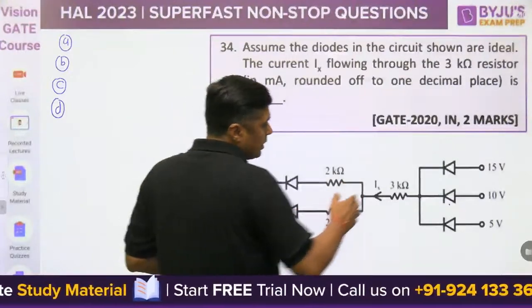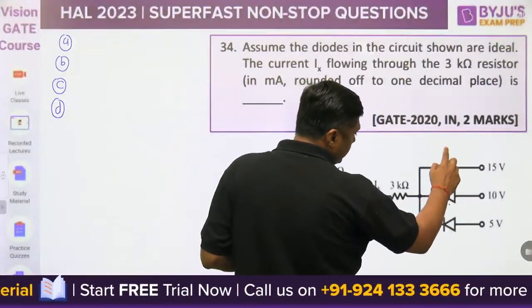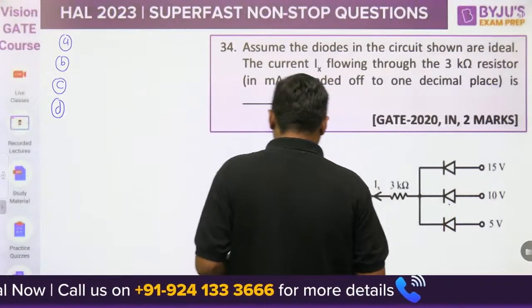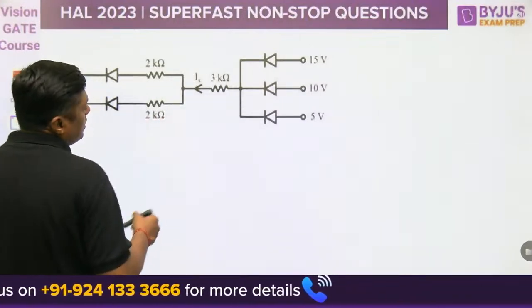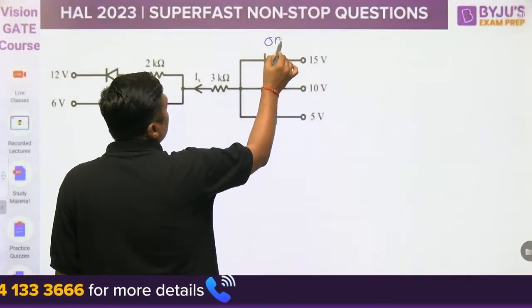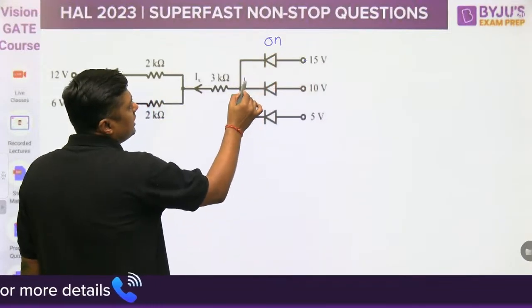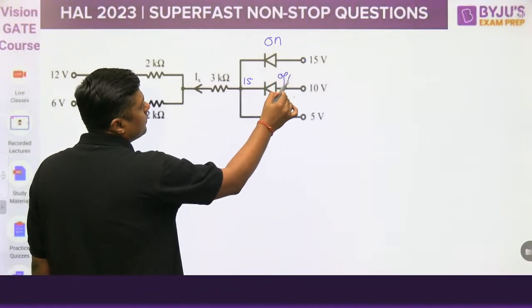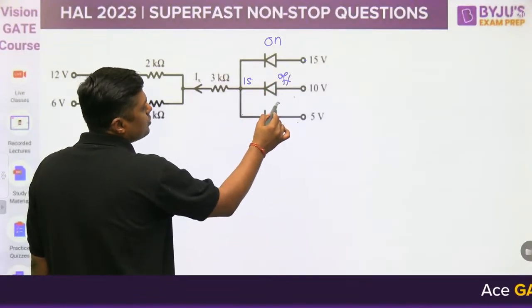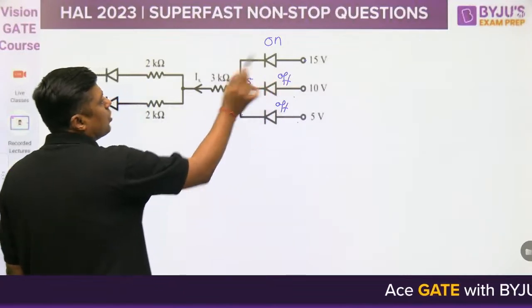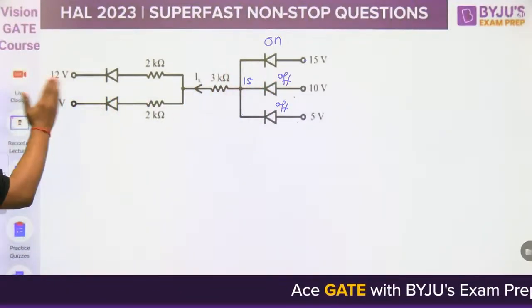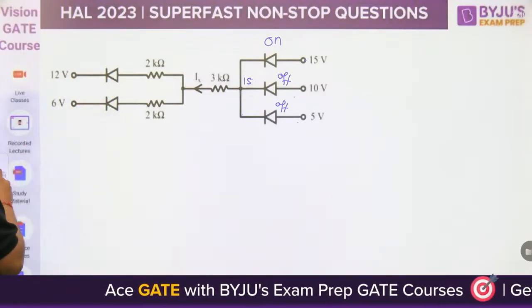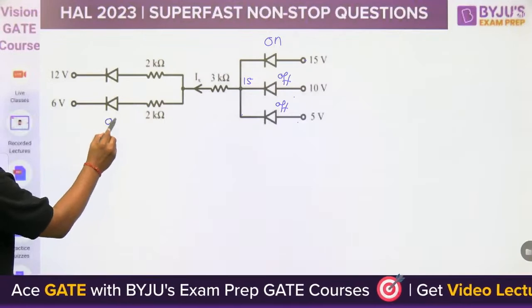Now watch this. On the positive side, there are 3 diodes connected in parallel. So which one has the highest voltage? That will be forward bias. It is on, and when it is on, it will act as short circuit. This is the 15 volt. Because of this 15 volt, the 10 volt one is off. It is 15 volt, the 5 volt one is off. Only this diode is on. Or on the negative side, which one is more reverse bias? 12 volt is more reverse bias. That's why the 6 volt is on. This is on. This is off.